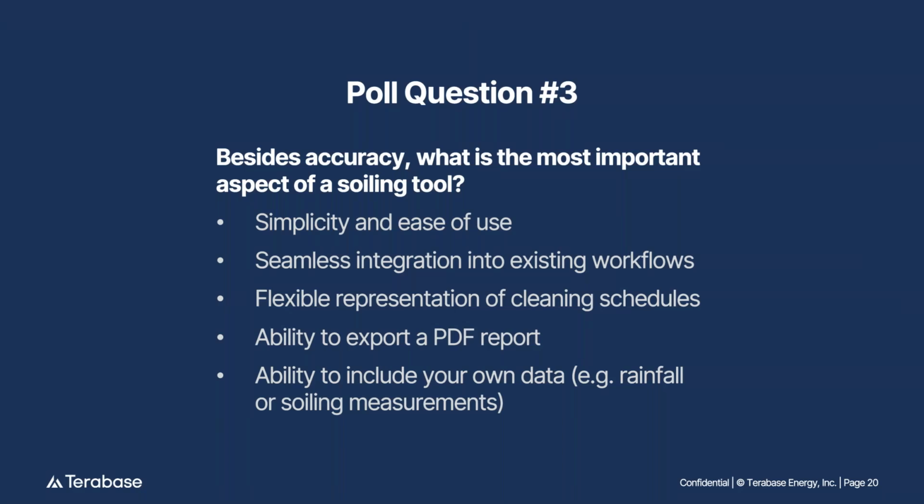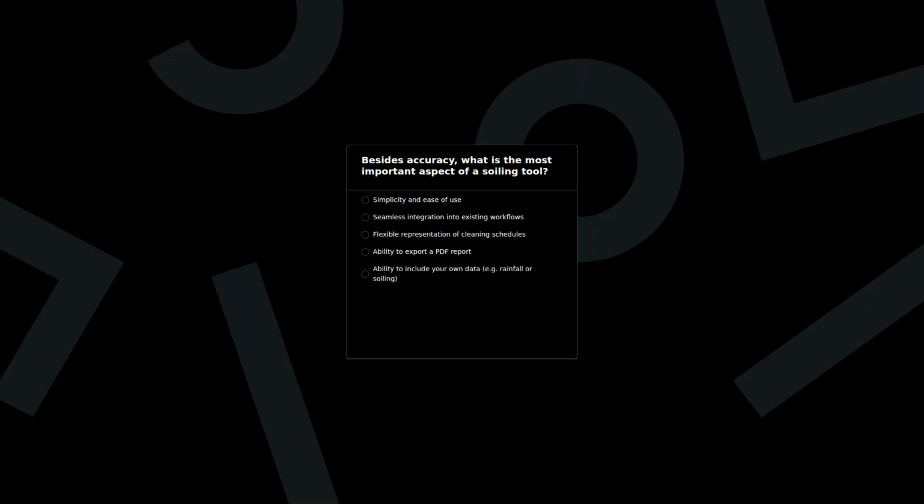All right, great. And with that, we're going to start our third poll question. So Rafal, if you get that poll started: besides accuracy, what is the most important aspect of a soiling tool? Is it simplicity and ease of use, seamless integration into existing workflows, flexible representation of cleaning schedules, the ability to export a report, which the PVRADAR report is really great, and the ability to include your own data like rainfall or soiling measurements. So we'll let everybody have a few seconds to provide your answer.